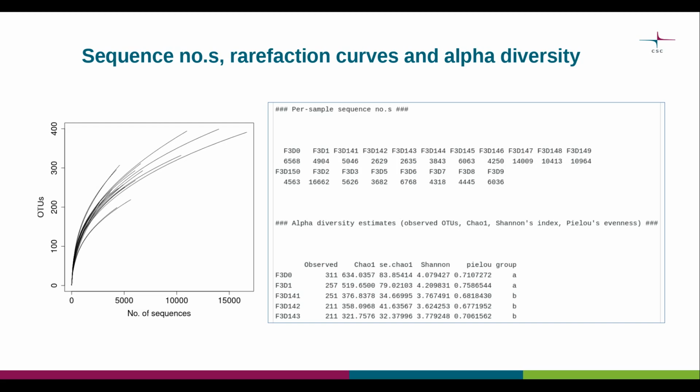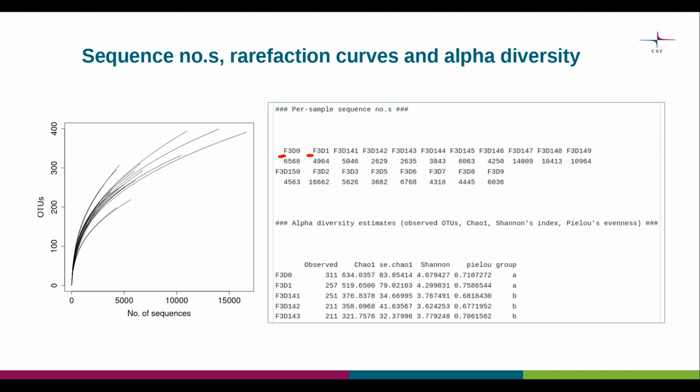I have two images on this slide. Let's start with the one on the right. This image is a screenshot of a text file produced by the tool. On the top, we have a list of sequence IDs like F3D0 and F3D1 and associated numbers of sequences. Depending on the community profile, the numbers of sequences range from 2,629 to 16,662. This type of variation in sequencing depth is typical to microbial community datasets.